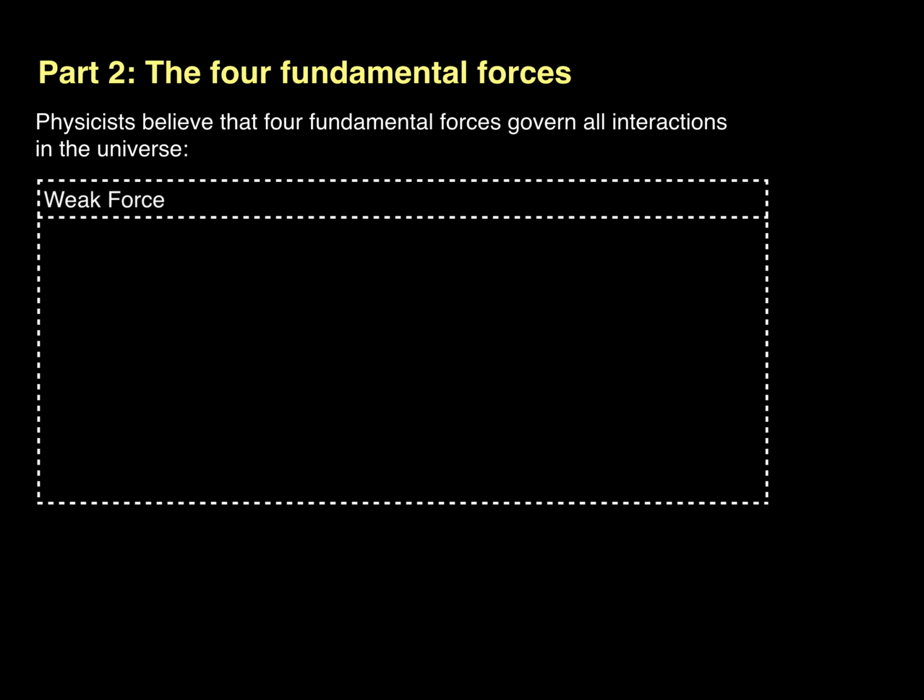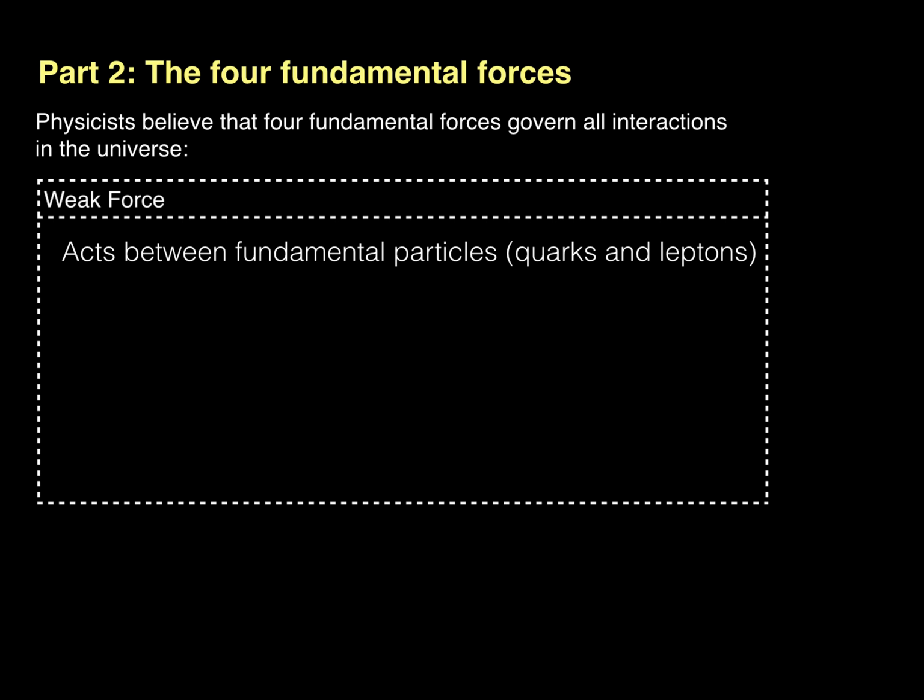Next is the weak force. It acts between fundamental particles, quarks and leptons. We'll learn about those in a bit. It is the shortest range of all 4 forces. It can only reach a distance about 10 to the negative 17 meters, which is really just about halfway across a neutron. It's the second weakest force. It's actually stronger than gravity, but because of its short range, we don't see it very much at our size.